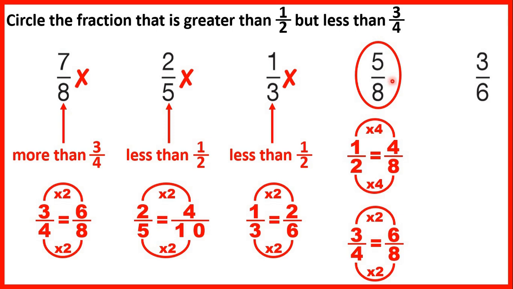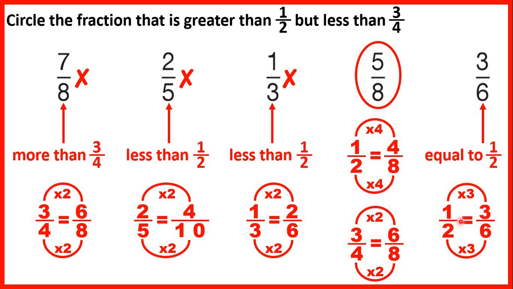Now we could just move on to the next question, because it says circle the fraction, not circle the fractions. But just to check, let's look at 3/6. That's equal to 1/2. 1/2 is equivalent or the same as 3/6, but we need a fraction that's greater, so more than 1/2. So our answer isn't going to be 3/6, our answer is 5/8, because using equivalent fractions, we found that that's more than 4/8, but less than 6/8.